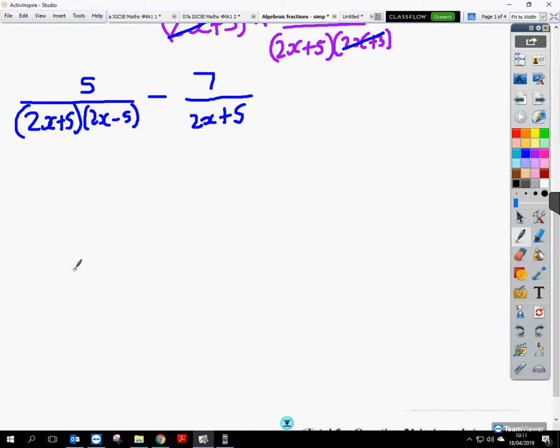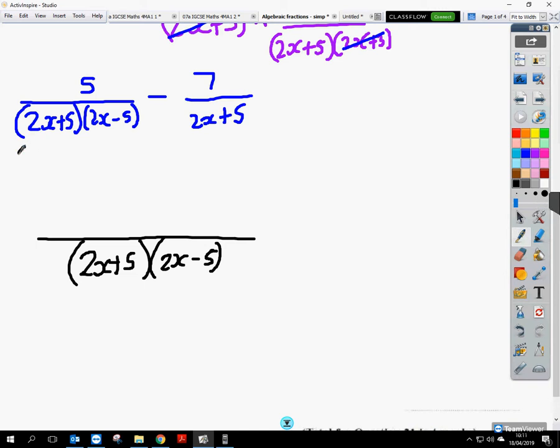The common denominator is not all three brackets times together, unless they're three different brackets. But here you have three brackets, but two of them are the same. So we only need to include the 2x plus 5 once. So the common denominator is 2x plus 5, 2x minus 5. And you think to yourself like this, draw a little arrow maybe if you like. What do you times this denominator by to get to this one? You times it by 1. So you do the same to the top.